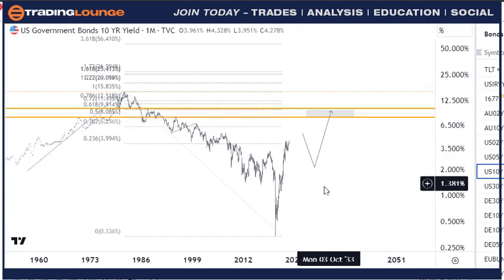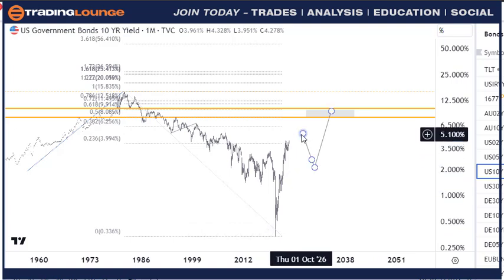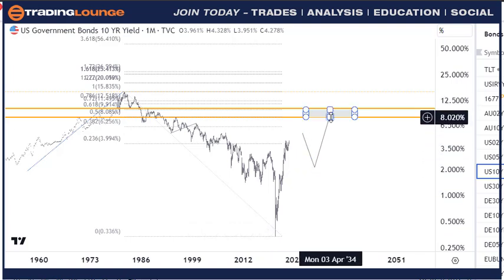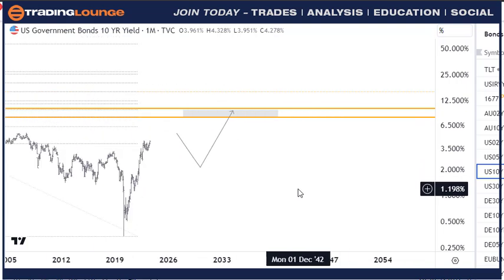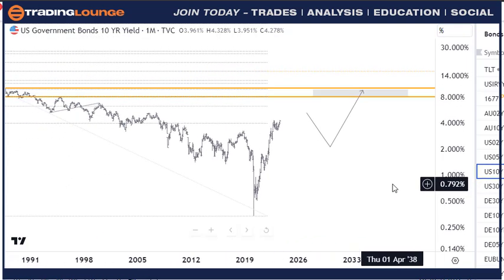But look, all I can say is that we've got 5 waves here. That means we'll get a correction, we'll get another 5 up here. So that's where the yields stand at the moment.